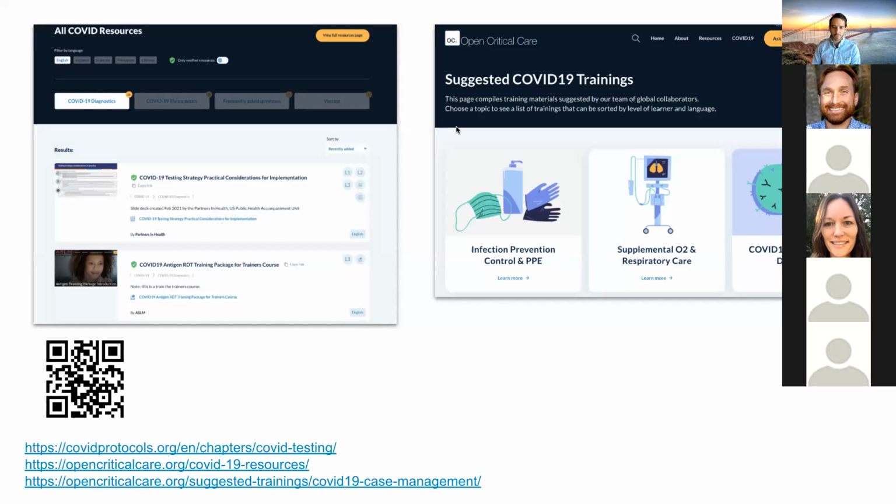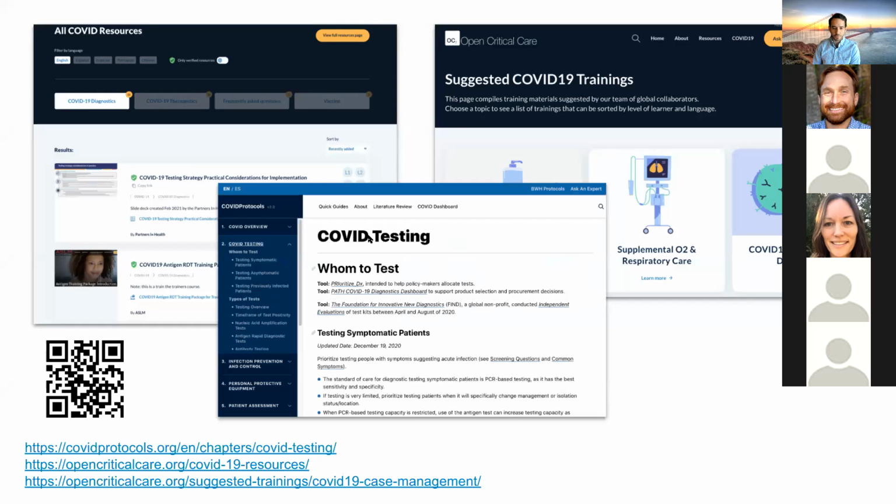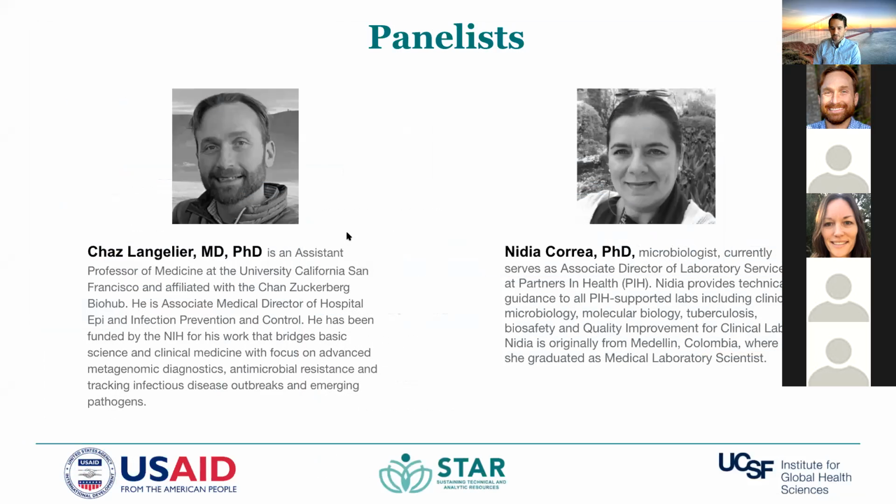Relative to diagnostics, there are a couple of resources that we will go through at the end. Just briefly to highlight, there is a COVID-19 section on the Open Critical Care portal, as well as a suggested trainings page. I also want to highlight the COVID protocols.org website, which includes a section on COVID testing in both English and Spanish that was done in collaboration with Partners in Health and Brigham and Women's Hospital, as well as some of the material from Partners in Health, which we'll highlight later in the session.